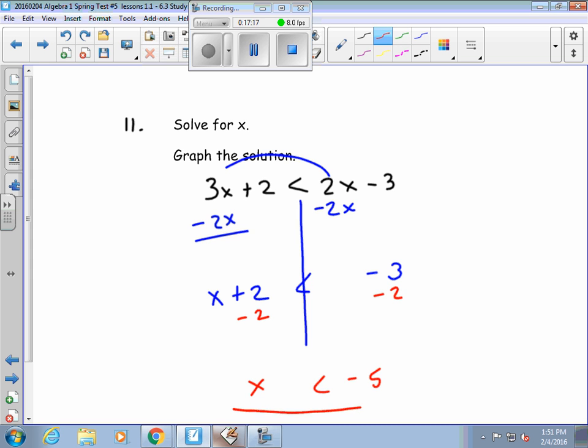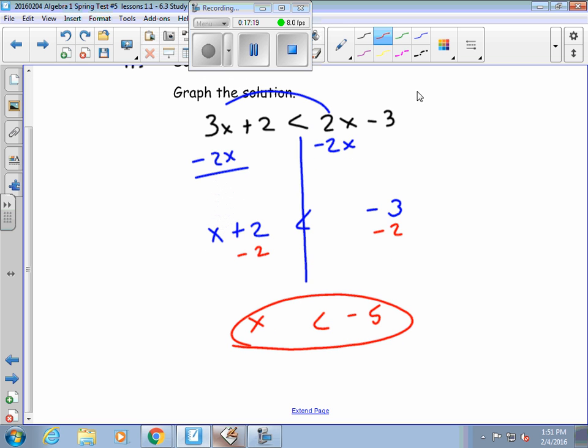Graph the solution. It's in one variable. We'll look at two variables starting next week. Include negative 5. Just include 0 with it. It says less than negative 5, so it's an open bubble and everything to the left.